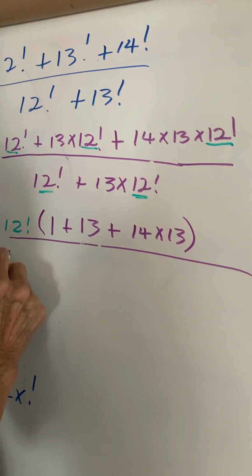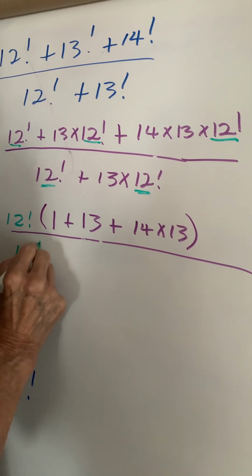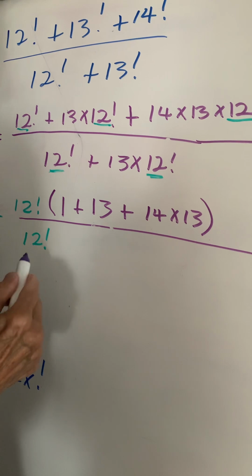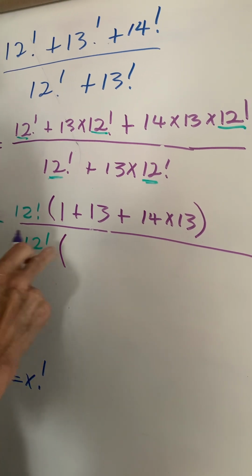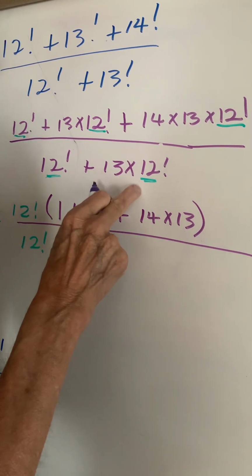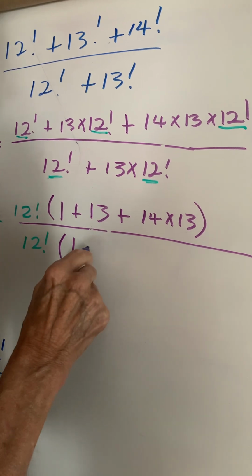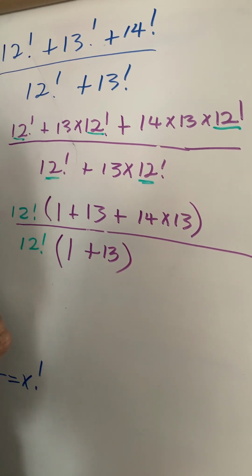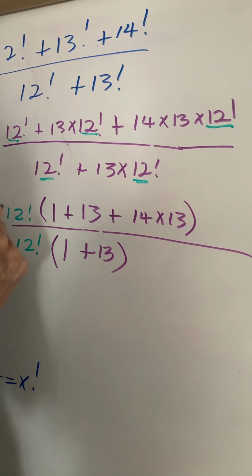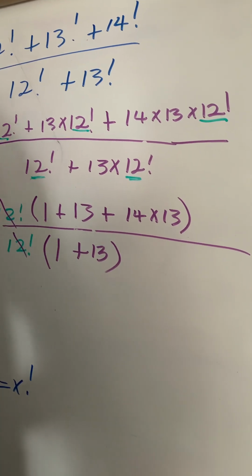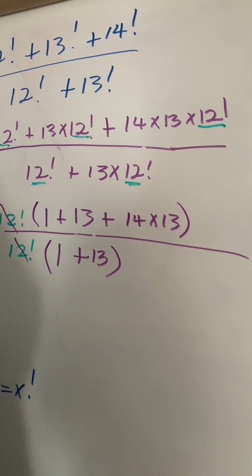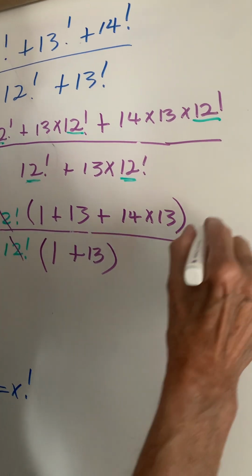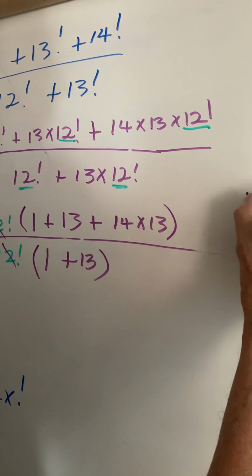So we have a 12 factorial, and it goes into itself once, and 12 goes into 12, and I'm left with 13. So here we go. Now these two cancel, then I'm left with, okay, I have to multiply this out over here.